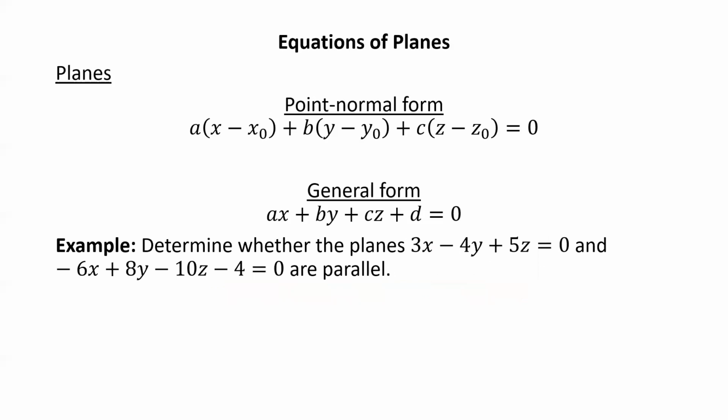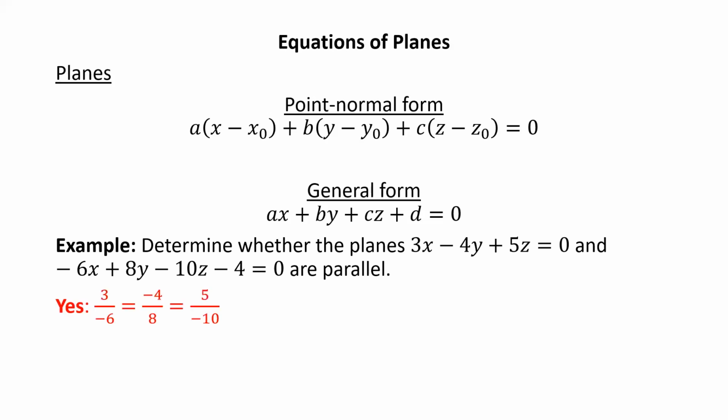Let's try another example. Again, pause the video and try it yourself first. Determine whether the planes 3x - 4y + 5z = 0 and -6x + 8y - 10z - 4 = 0 are parallel. So two planes are parallel if and only if the normal vectors defining them are parallel. So we can simply check if the vectors <3, -4, 5> and <-6, 8, -10> are parallel. Or in other words, are those vectors scalar multiples of each other?